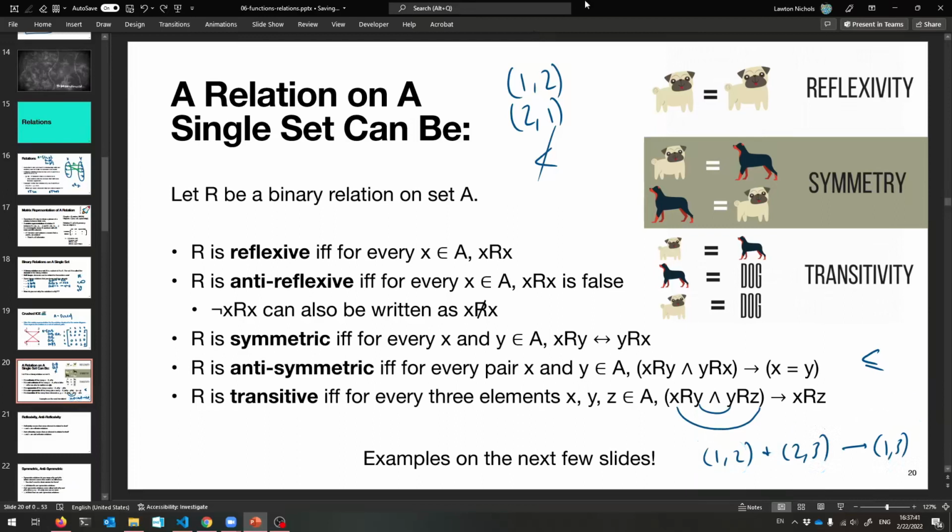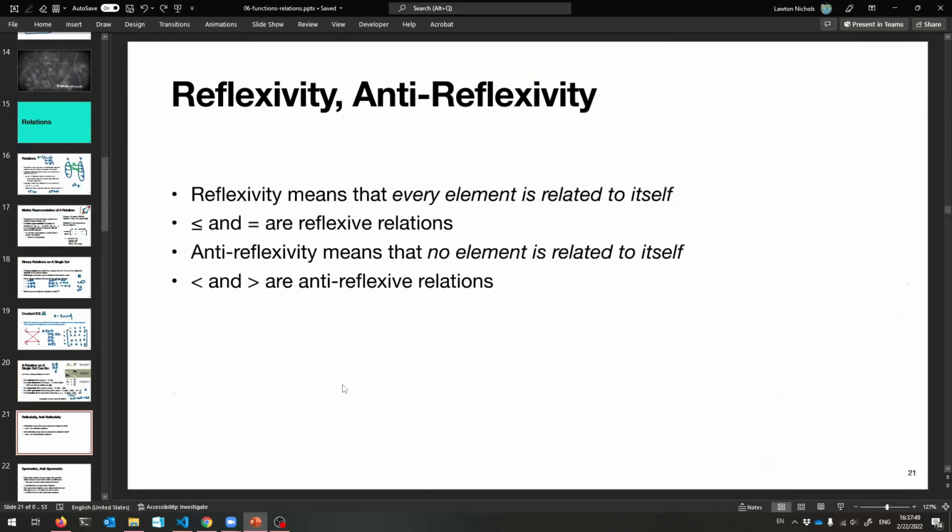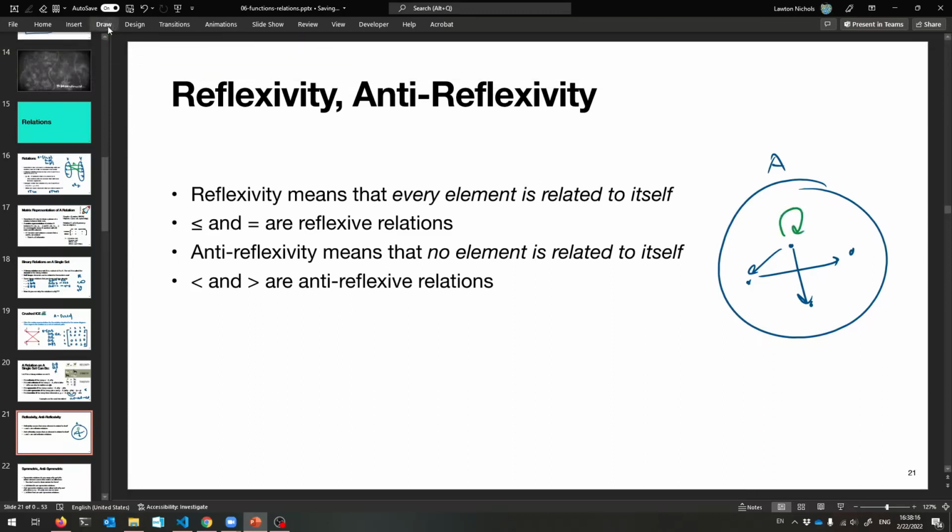Okay? So I went through that kind of quickly. Let me give you some more real examples of all this stuff. Let's give it all a try. So let's talk about reflexivity first and anti-reflexivity. Reflexivity means that every element is related to itself. I don't care what the set is, it's A. You might have some other things true about A, like some things might be related to other things too. It's not a problem. But if R is a reflexive relation on A, then you must have these self-loops for every element. Reflexivity means that every element is related to itself.